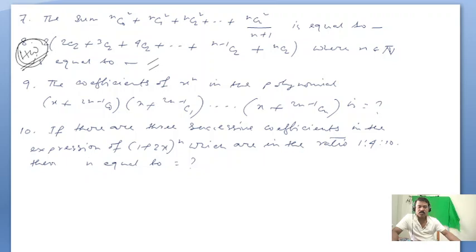Okay, the next problem, the last problem for the day, that is the problem number 10 here. If there are three successive coefficients in the expansion of 1 plus 2x whole to the power n, which are in the ratio 1 4 10, then n equals, okay, we have here 1 plus 2x whole to the power n.